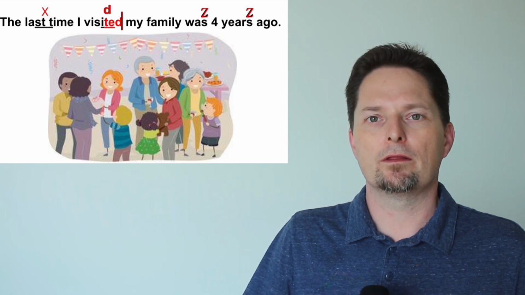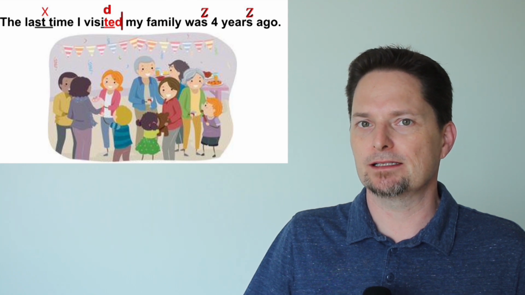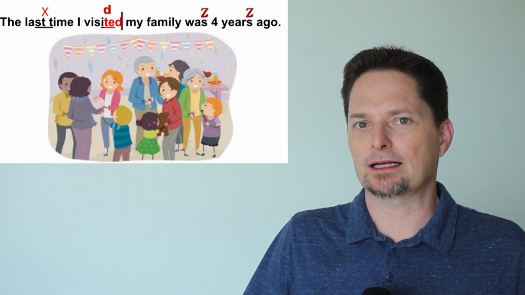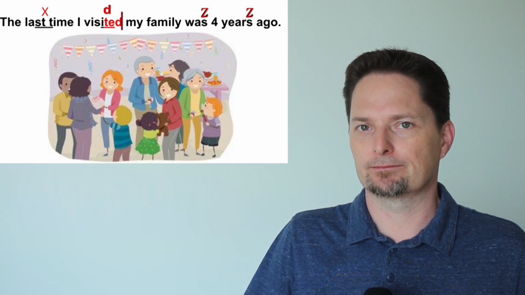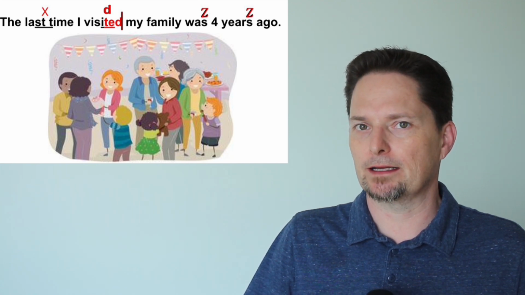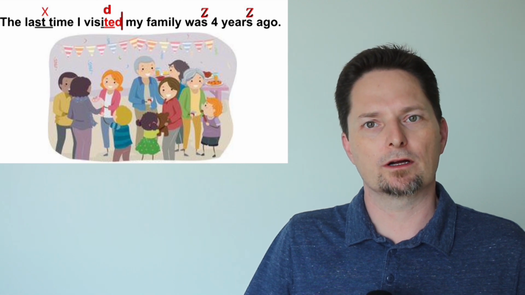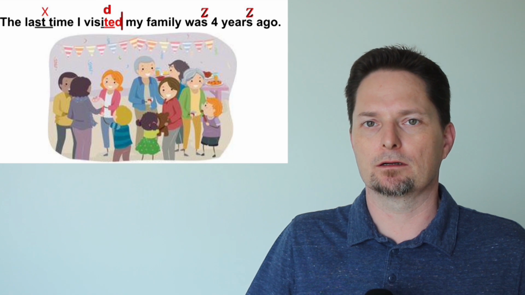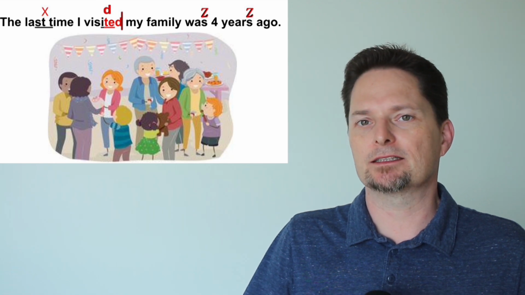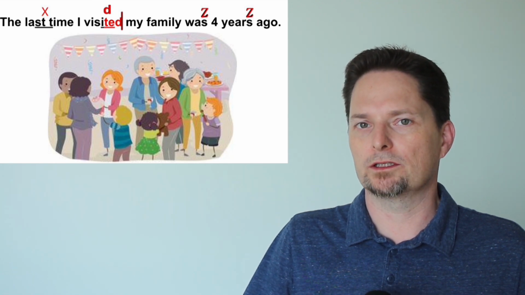Visited. The S is pronounced as a Z. Visit. The T is pronounced like a D. Visited. The last time I visited my family was 4 years ago. Remember was. With was, we make a relaxed sound. Wa. And the S is pronounced as a zebra. Was.